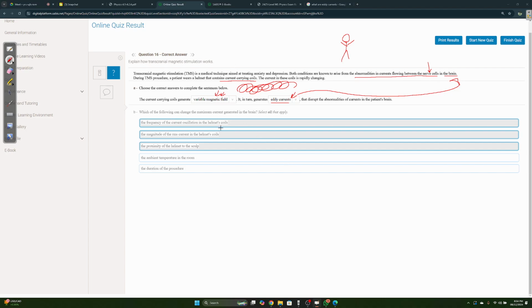Which of the following can change the maximum current generated in the brain? The frequency of the current oscillation in the helmet's coils. Oscillation is the number of loops. One oscillation is one complete revolution. So if you have more oscillations, there are more revolutions. The magnitude of the RMS current in the helmet's coils.